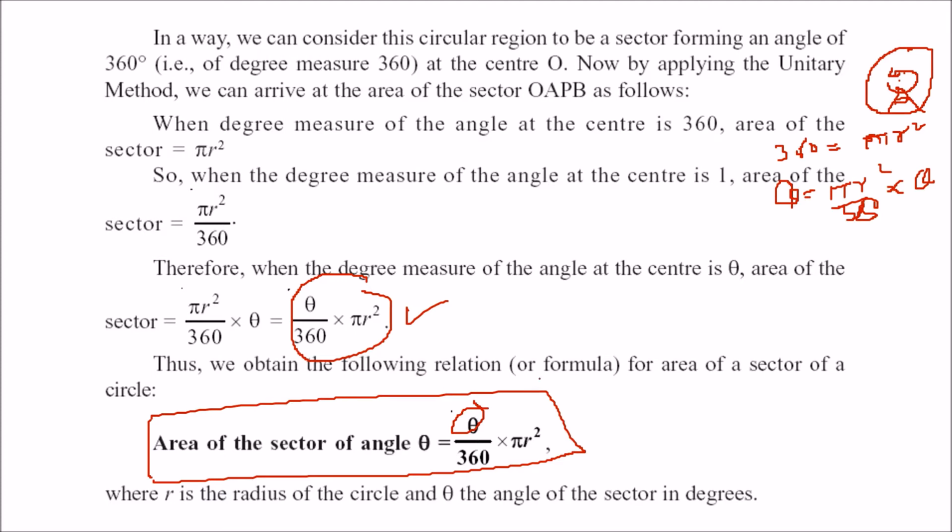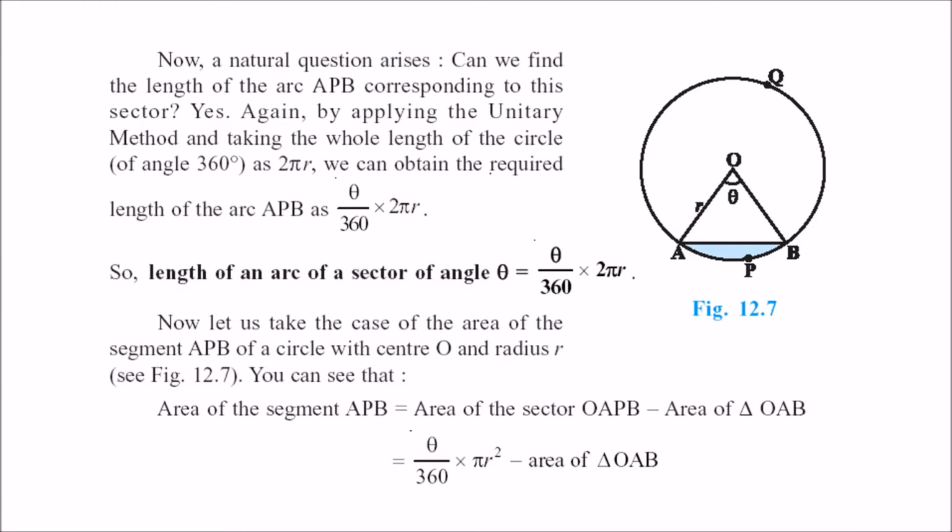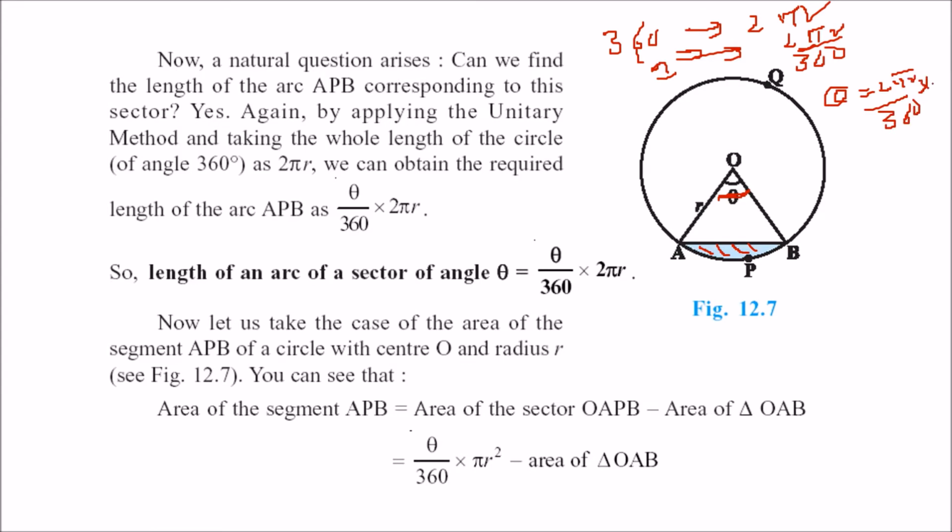So you don't have to change. If it is given in degrees, you can directly use it. Now again, let us talk about the segment, this part. This complete is 2 pi r. So if we travel 360 degrees, the complete is 2 pi r. For 1 degree, it will be 2 pi r by 360. How about theta degrees? Theta degrees will be 2 pi r by 360 into theta. So theta by 360 into 2 pi r. This is the length of the arc APB of a sector of angle theta.